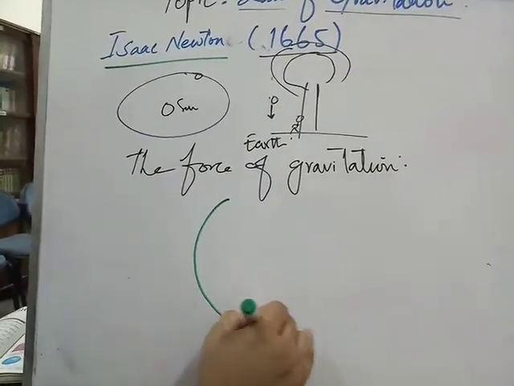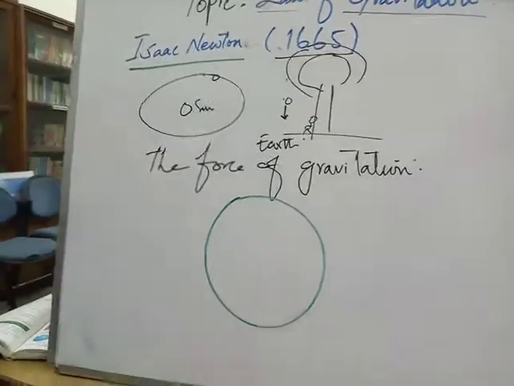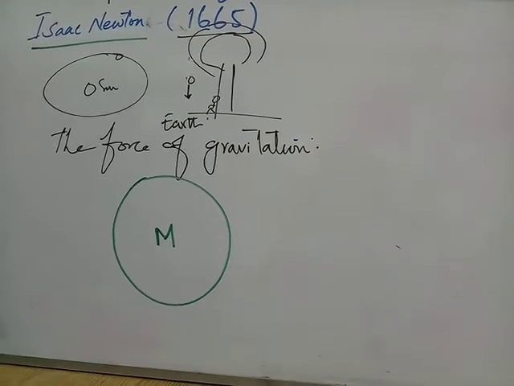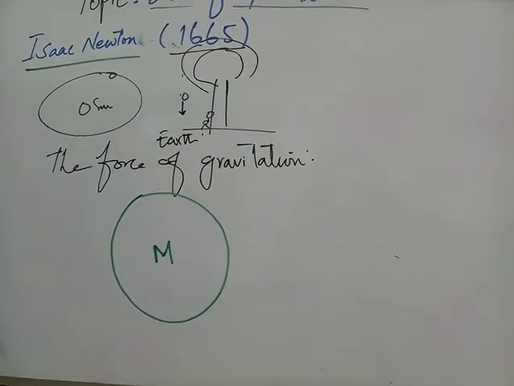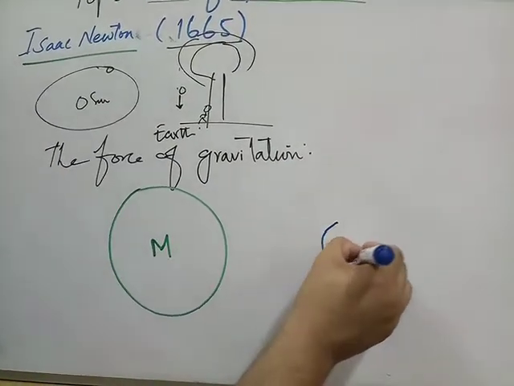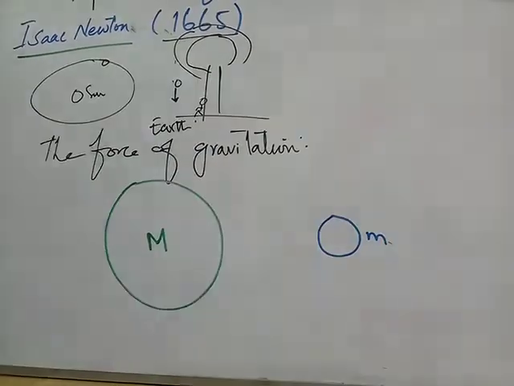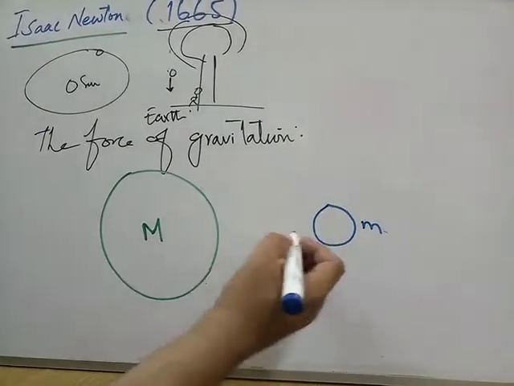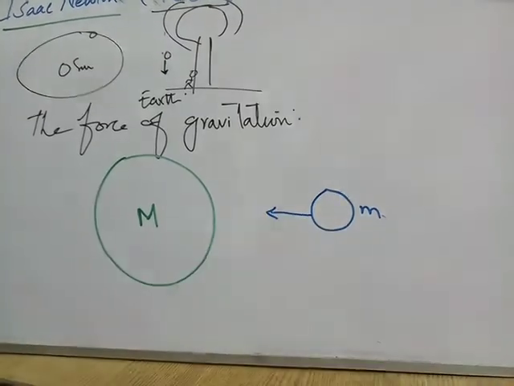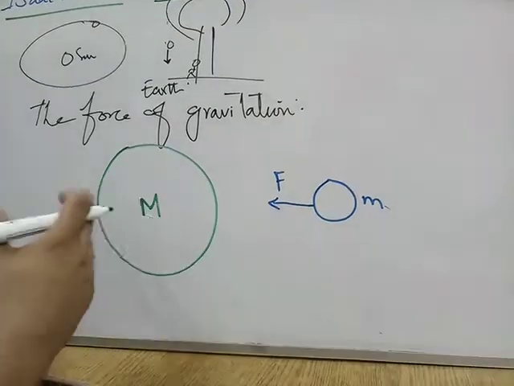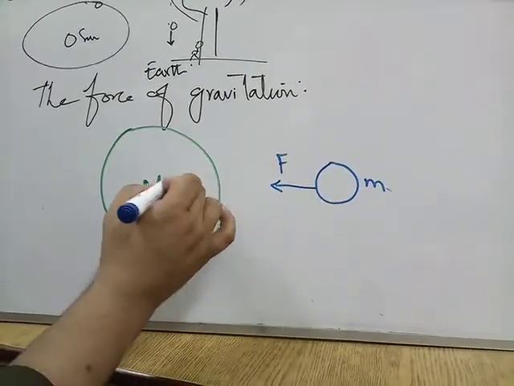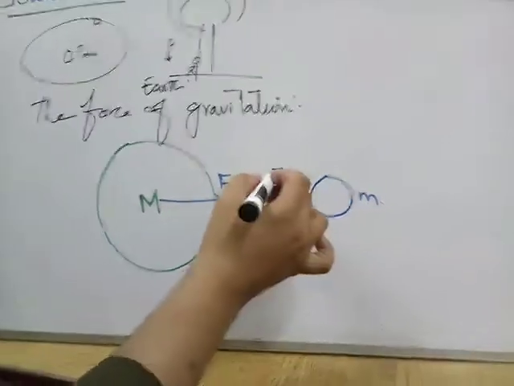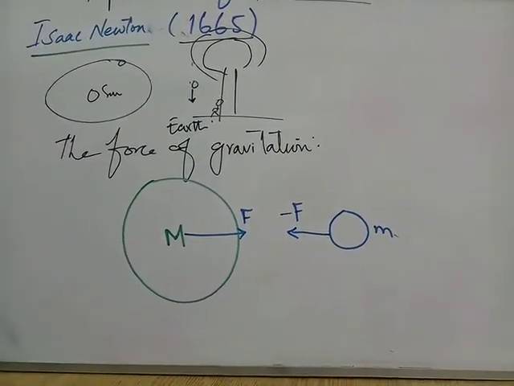Let's suppose one object having greater mass, this is the mass of the earth, or this is the heavy object, and one object having a lighter mass, equal to small m. This body attracts the small object with some force, and this small object also applies some force and attracts the other body. The two forces are equal in magnitude but opposite in direction.